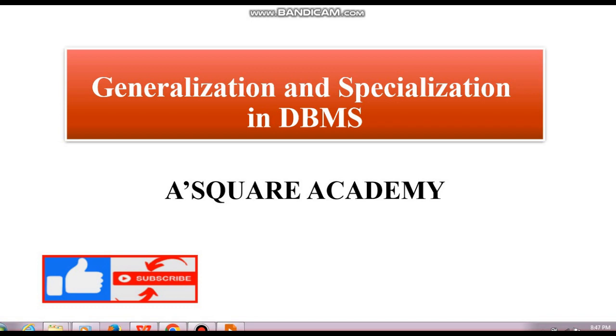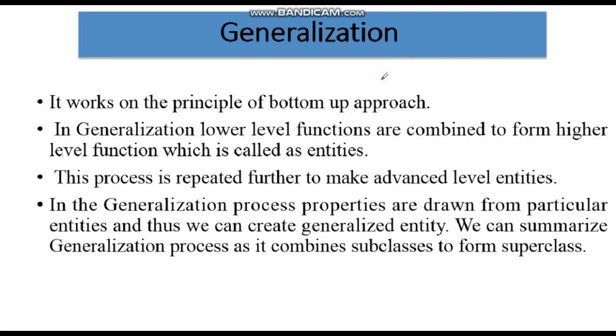Today we are going to see generalization and specialization in DBMS. Then what is generalization in DBMS? Basically, generalization works on the principle of bottom-up approach. In generalization, lower level entities are combined to form higher level entities. This process is repeated further to make advanced level entities. In the generalization process, properties are drawn from particular entities and thus we can create a generalized entity. We can summarize the generalization process as: it combines subclasses to form a superclass. Okay?